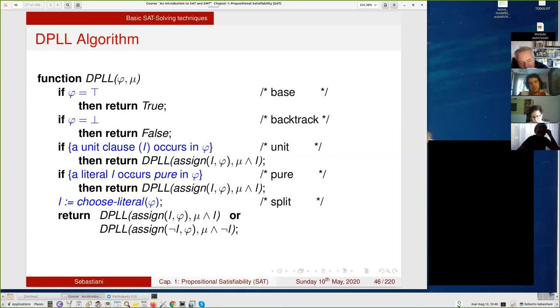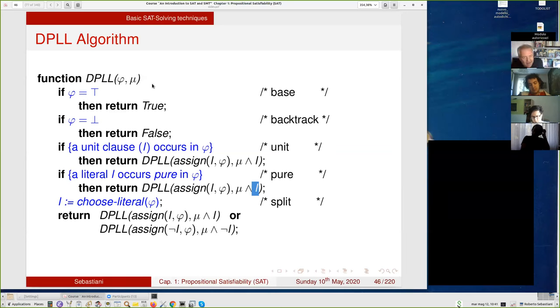The same you do when you have a pure literal. Notice the difference between these two rules. The unit propagation rule is a deterministic rule because you must do this: you cannot have any other model, so L must be assigned to true. The pure literal rule is also deterministic, because it is convenient to assign it to true, in the sense that if you had a model in which you assign it to false, then you also have a model in which you assign it to true. So it's deterministically better to assign it to true.